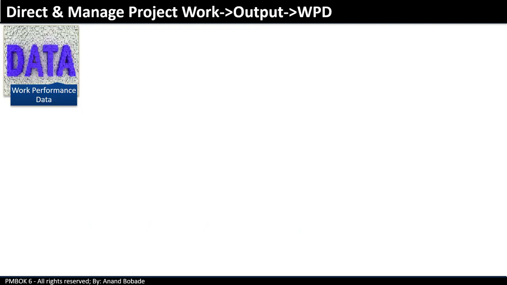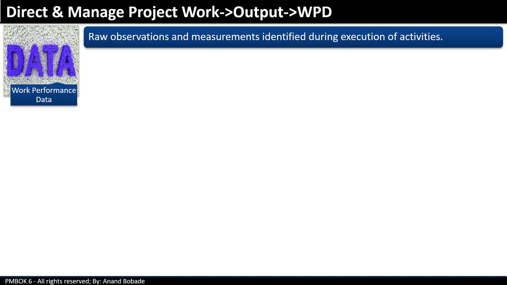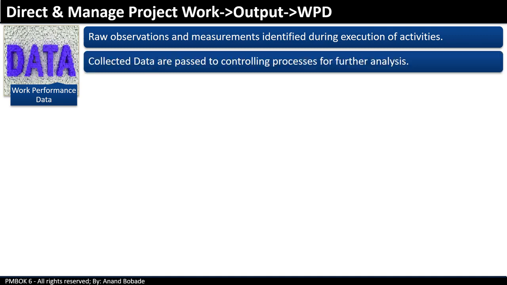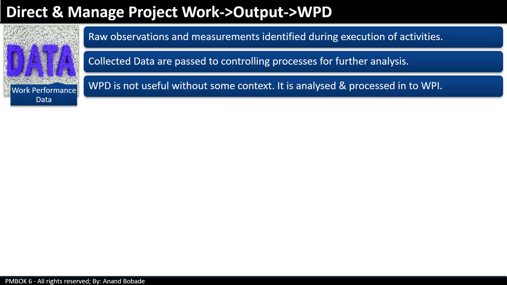Next output is work performance data. Work performance data are raw observations and measurements identified during execution of activities as per the project plan. Collected work performance data are passed to controlling processes for further analysis. Work performance data is not useful without some context. Work performance data is analyzed and processed into work performance information.